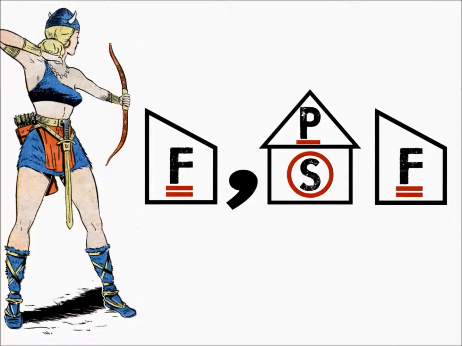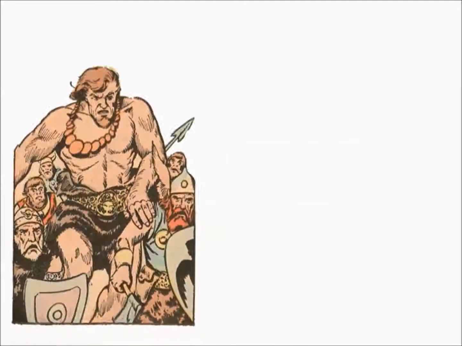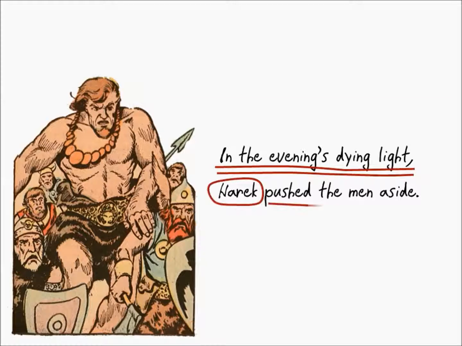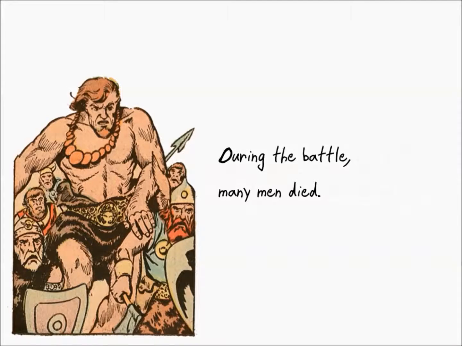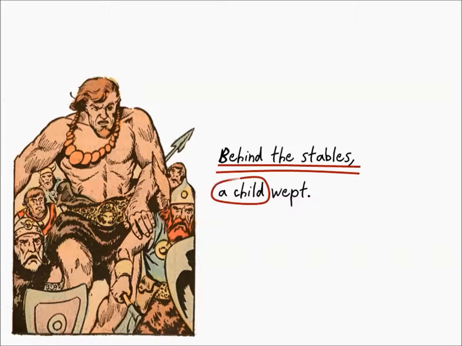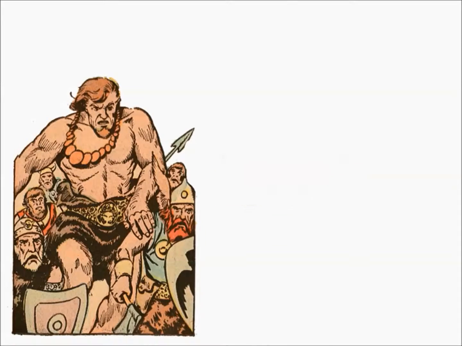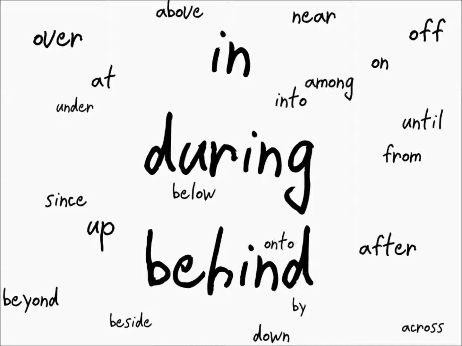but there are 3 general types. First, we've got time and place words. In the evening's dying light, Herrick pushed the men aside. During the battle, many men died. Behind the stables, a child wept. Each of those words that began the fragment, in, during, and behind, they each have something to do with time or place. The English language has hundreds of them, so be on the lookout.